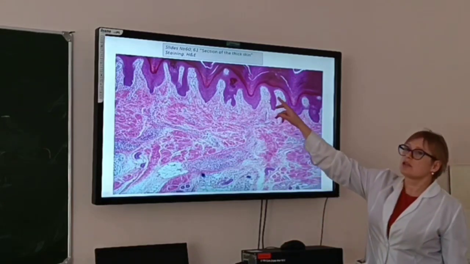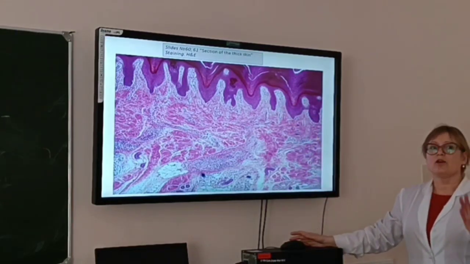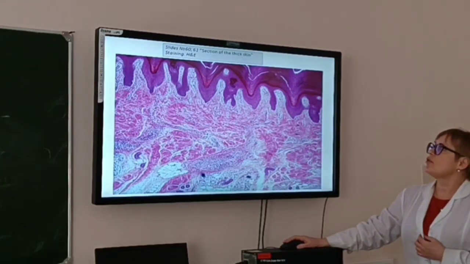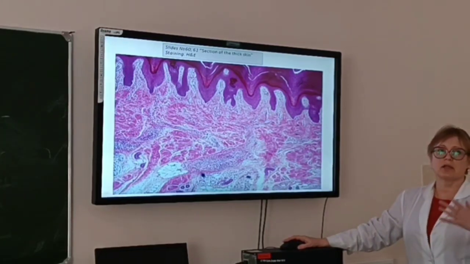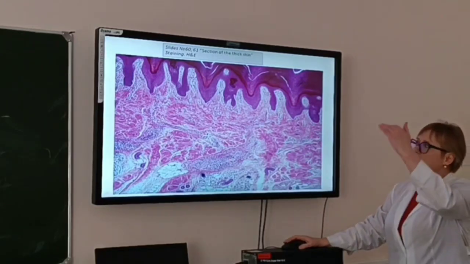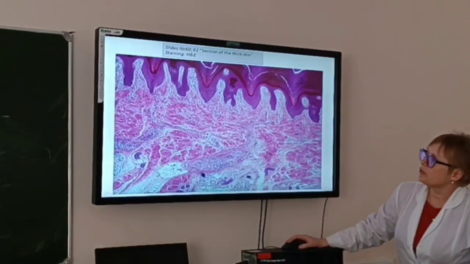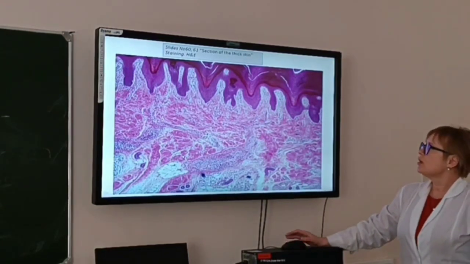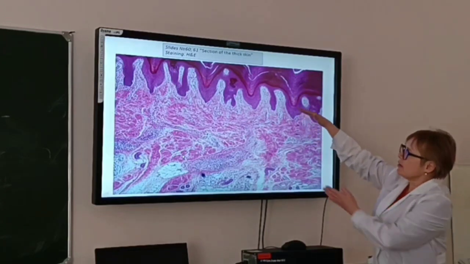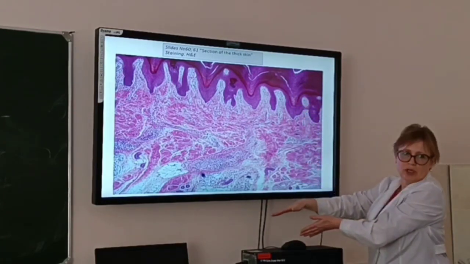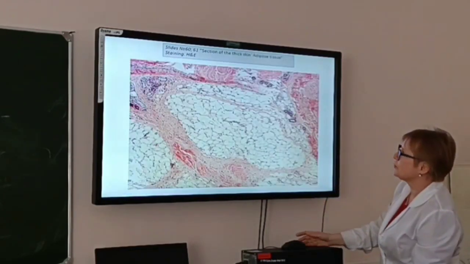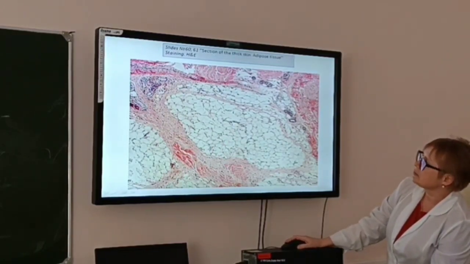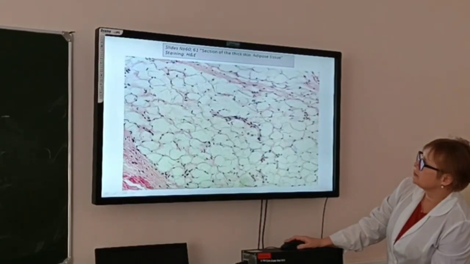Why? We can see a lot of cells and fewer fibers, yes. So the white material between cells corresponds to ground substance. Below it we can find adipose tissue. So epidermis, dermis, after that hypodermis, where we can see adipose tissue. This is the hypodermis of the skin, with a lot of adipose cells.